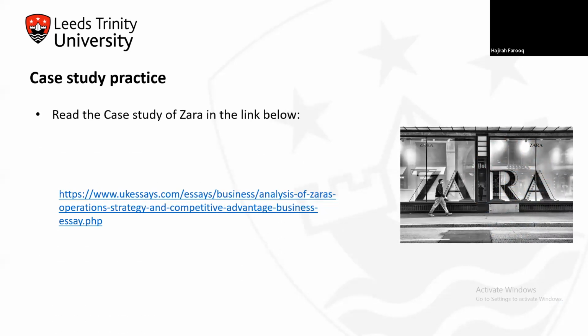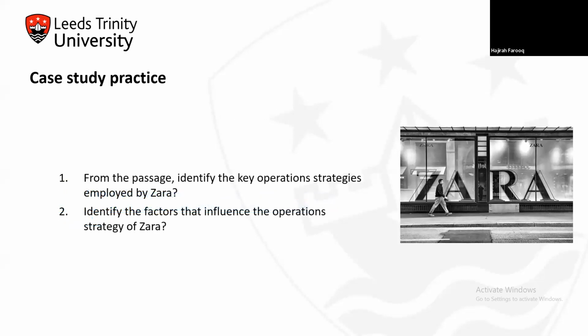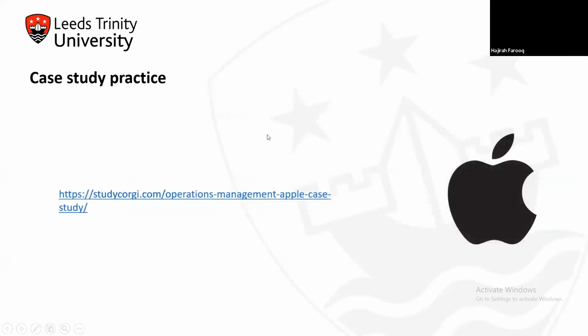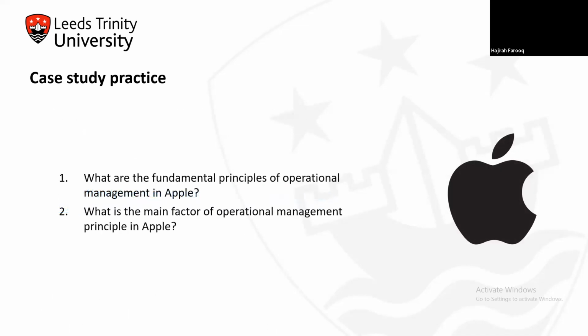The students were supposed to read this case study and then answer questions. The first question was: from the passage, identify the key operation strategies employed by Zara, and then identify the factors that influence the operation strategy of Zara. The students were supposed to answer according to the case study. Then we did another practice session using Apple's case study. The same procedure follows: the students read the case study article and answer a few questions.